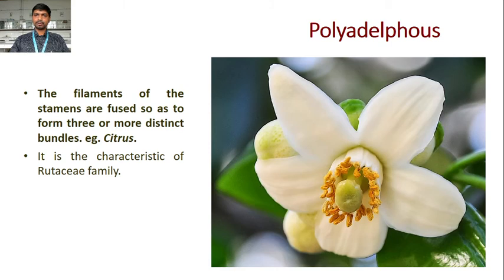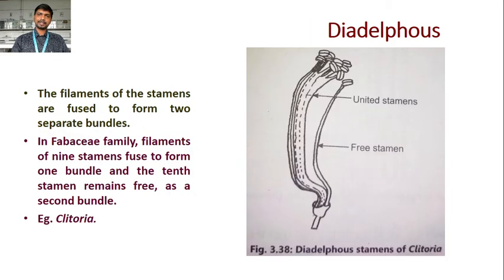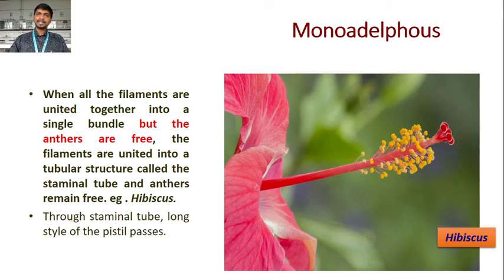Okay, so this is about the adelphi. There are 3 types: monoadelphous, diadelphous and polyadelphous. So what happens in monoadelphous? The filaments of the stamens are united to form a single bundle but the anthers are free. Due to the union of the filaments, it forms a tubular structure called the staminal tube, and this is found in the hibiscus flower, monoadelphous condition.